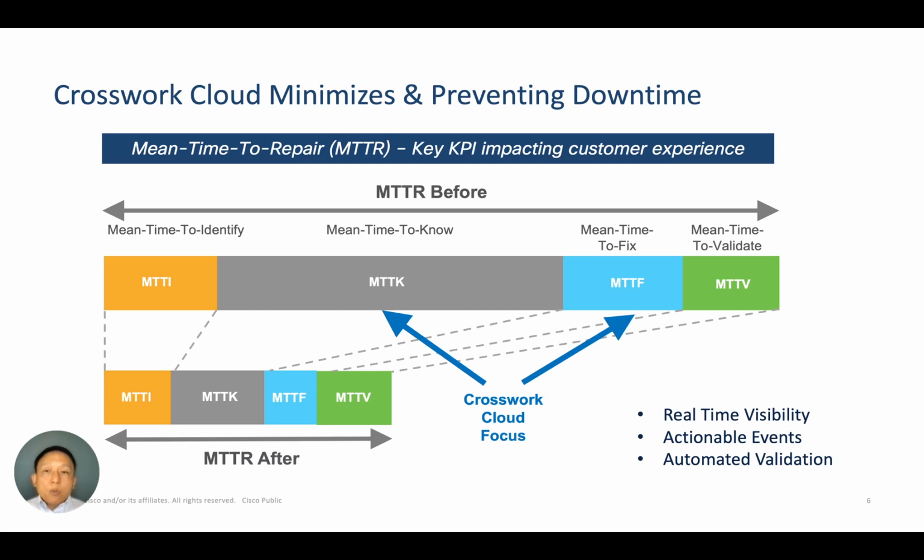We want to reduce the time to identify, to know, and then provide some expertise to help people say, hey, here is the actionable intelligence. This is how you can go about solving these issues so that you minimize the customer frustration and also reduce the impact on the business and move on to the next thing to solve. So this is what we do. We reduce the mean time to identify, know, and repair. And that's what we do: real-time visibility, actionable events, and automated validation.